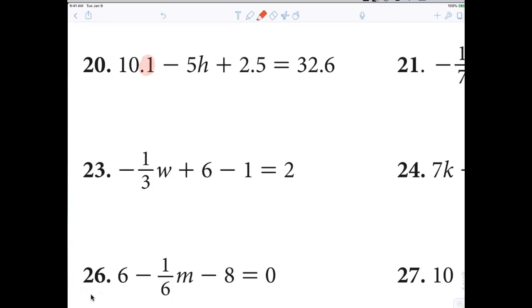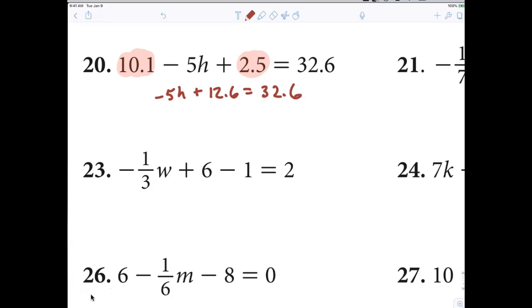Okay, so I want to do, I'm highlighting this and this. So everybody, if somebody says to you, what's 10.1 plus 2.5, you should be able to easily tell them that's 12.6. So I have negative 5h plus 12.6 equals 32.6.